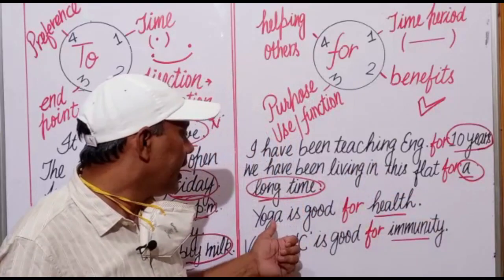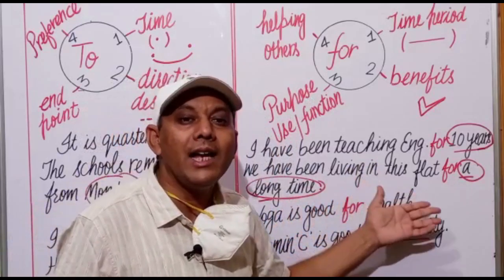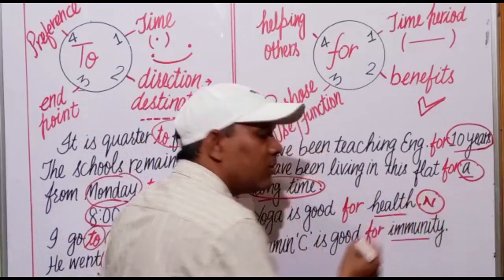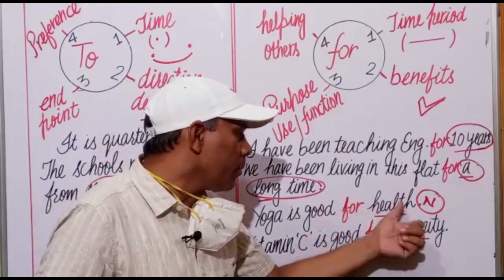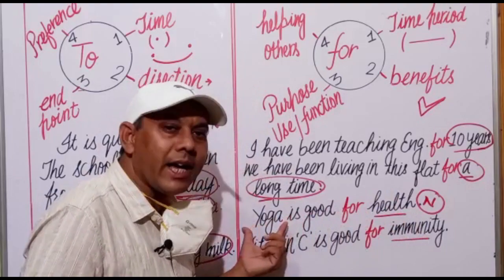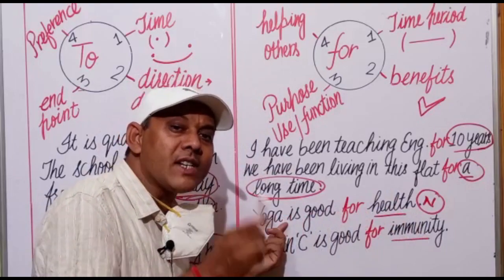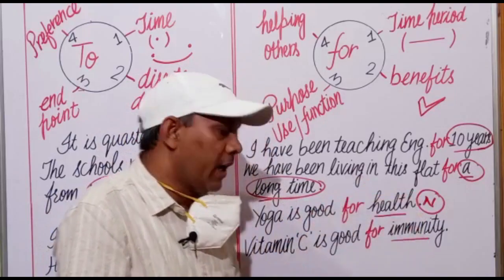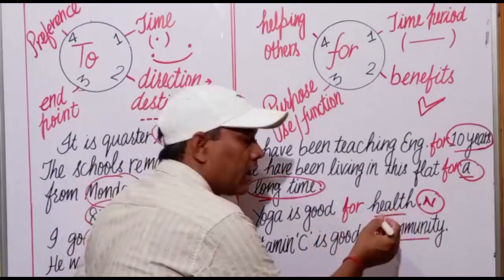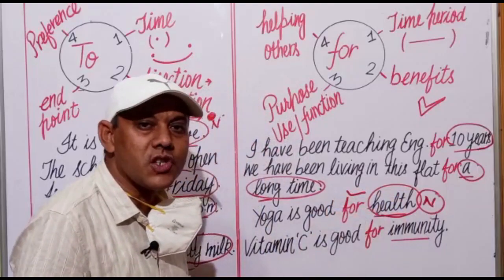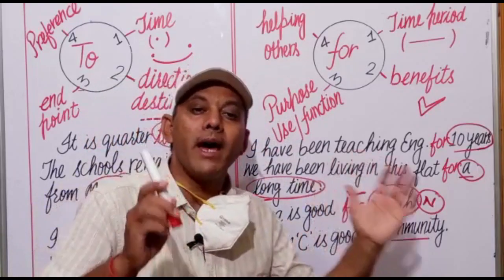For example, yoga is good for health. Health is a noun, an abstract noun. We use for before this abstract noun, and here the benefits of yoga are mentioned. Yoga is good for what? Good for health. We use for as a preposition in case of benefit.